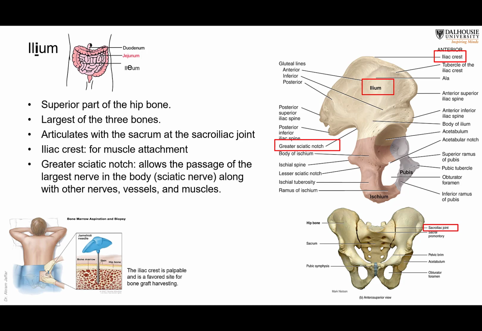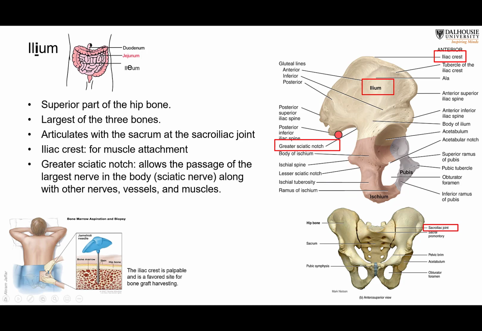The ilium is spelled I-L-I-U-M because we have another ileum in the body, I-L-E-U-M, and this is part of the small intestine. We will study that with the digestive system. The small intestine consists of the duodenum, jejunum, and ileum with E. This one is with I. It is the superior part of the hip bone. It is flat and has a crest of bone here that we can all feel in the waist. It articulates with the sacrum, as I mentioned, at the sacroiliac joint, and it has a notch.